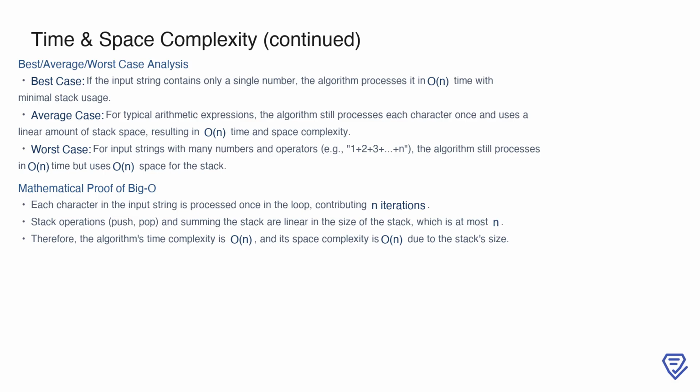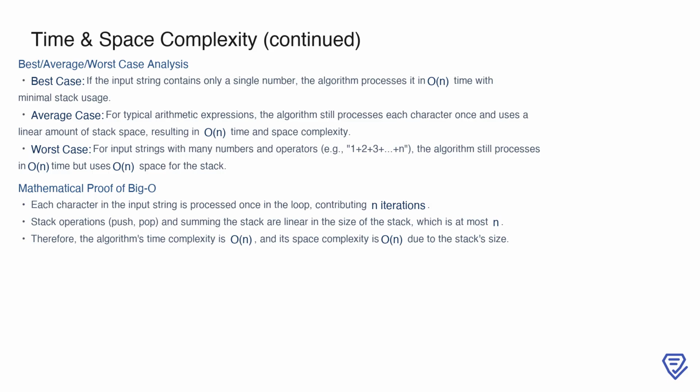In the best case, if the input string contains only a single number, it is processed in O(n) time with minimal stack usage. For the average case, where the input is a typical arithmetic expression, the algorithm still processes each character once and uses a linear amount of stack space, maintaining O(n) time and space complexity. In the worst case, such as an input containing many numbers and operators, like 1 plus 2 plus 3 plus up to n, the algorithm continues to operate in O(n) time, with O(n) space required for the stack.